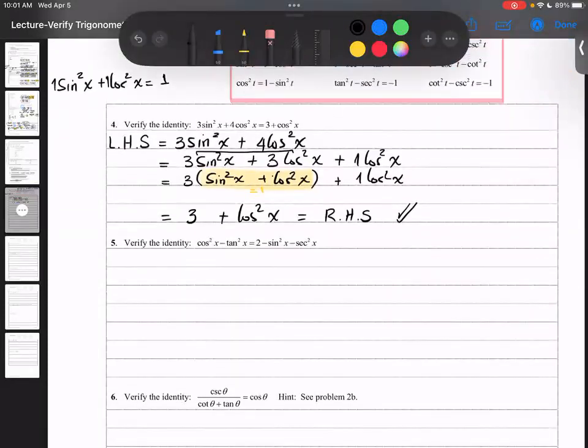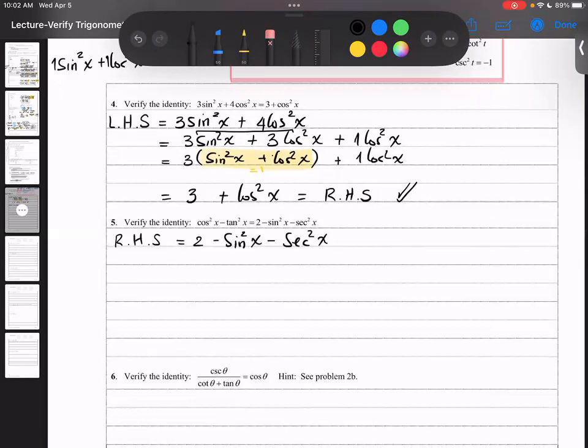All right. Next one. What do you think I should pick? Right hand side. Right side, right? Rewrite it. 2 minus sine square x minus secant square x. Any idea?